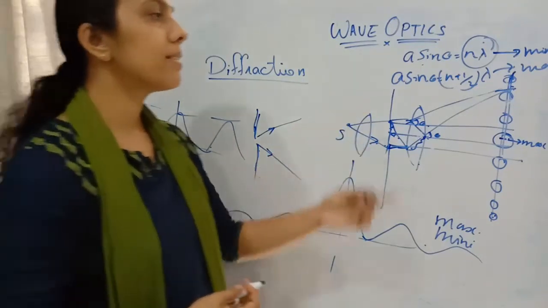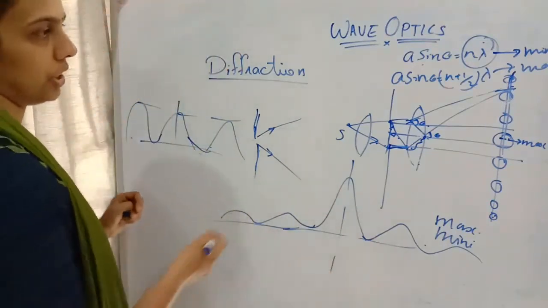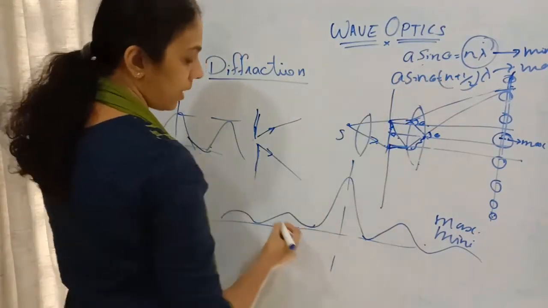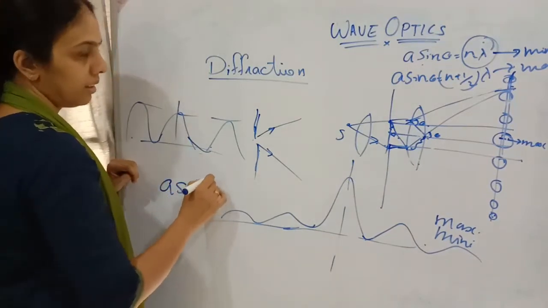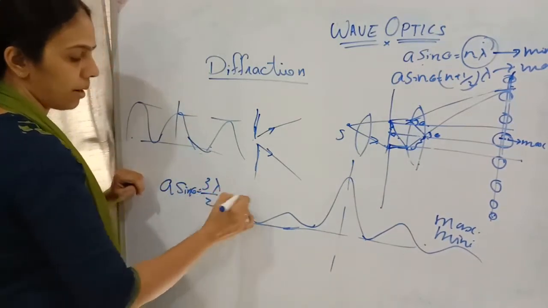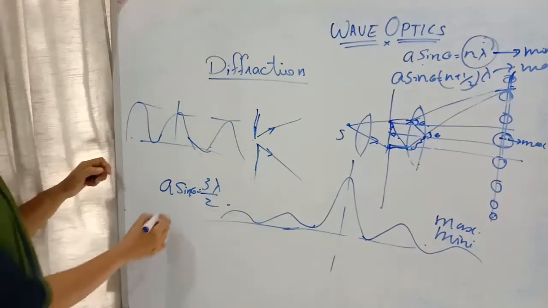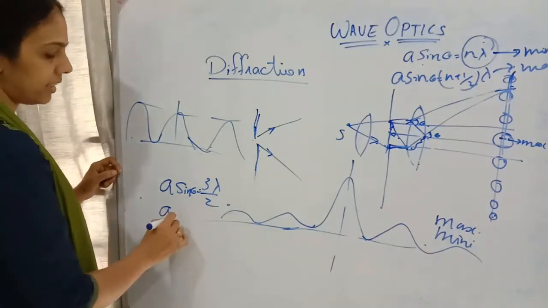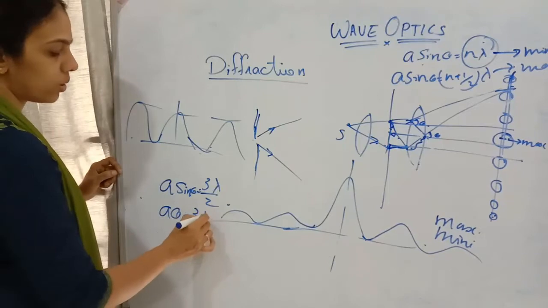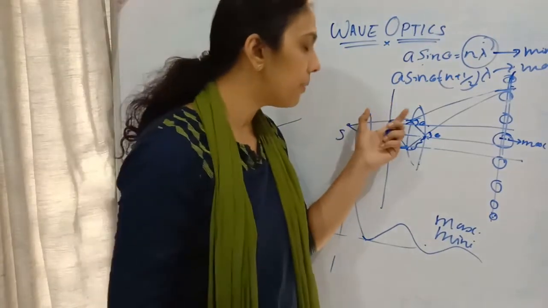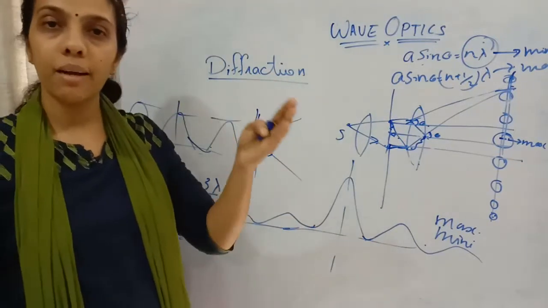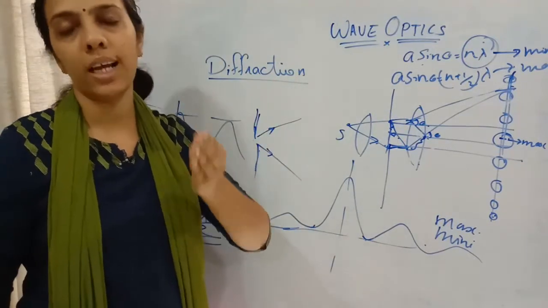If I consider the first maxima position, n is equal to 1, so we get a sin theta equals 3 by 2 lambda. Or we can write a sin theta, nearly equal to a theta, equal to 3 lambda by 2. So I am considering the wave in 3 sides: lambda by 2, lambda by 2, lambda by 2.